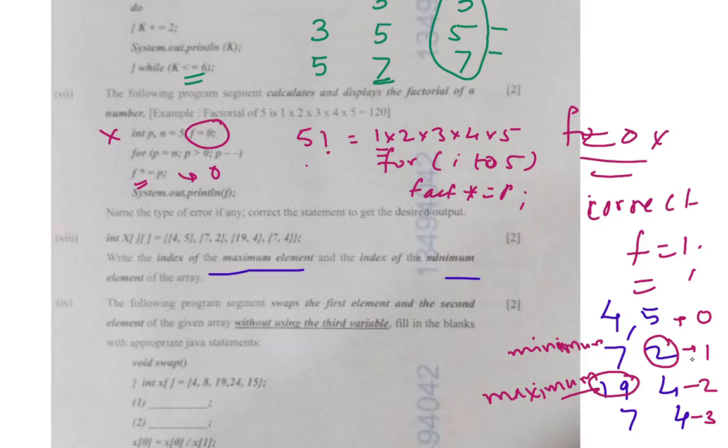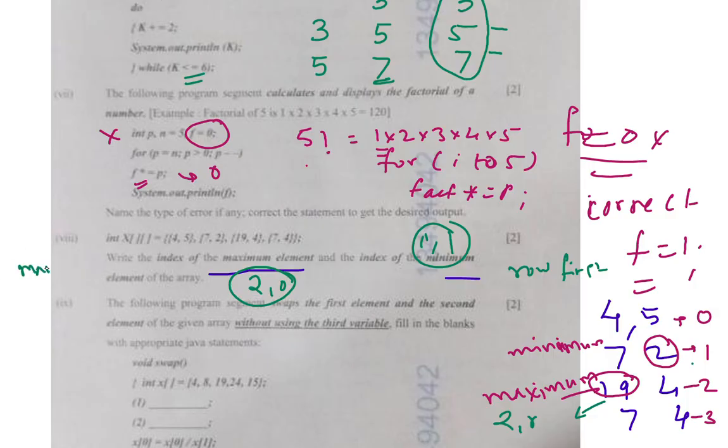In index, what happens? Row you have to write first. Always give row number first. Row number first. So it will be 1 comma 1 for minimum, and maximum will be what? 2 comma 0. Did you understand this?